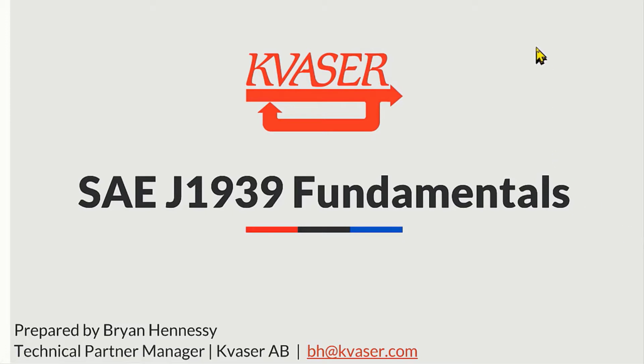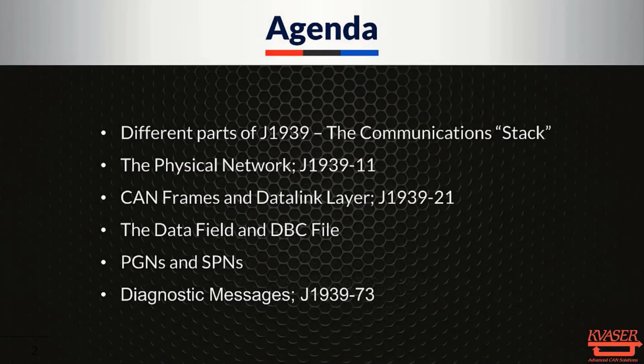We're going to get right into this because we've got a lot of ground to cover in the short period of time we have. So on the agenda, I'm going to go through the different parts of the J1939 communication stack, the physical layer, which is dictated in the specification SAE J1939-11. We're going to go through the data link layer, which is in -21.